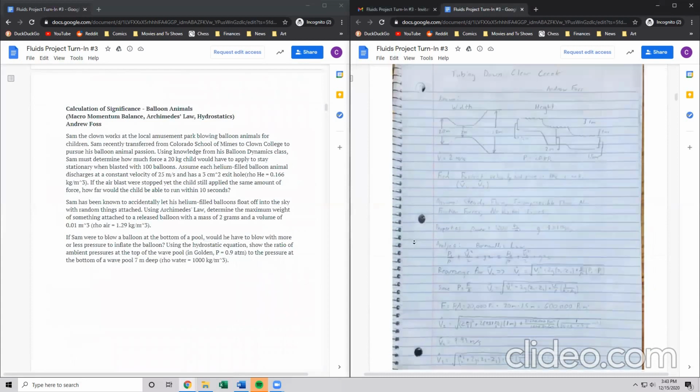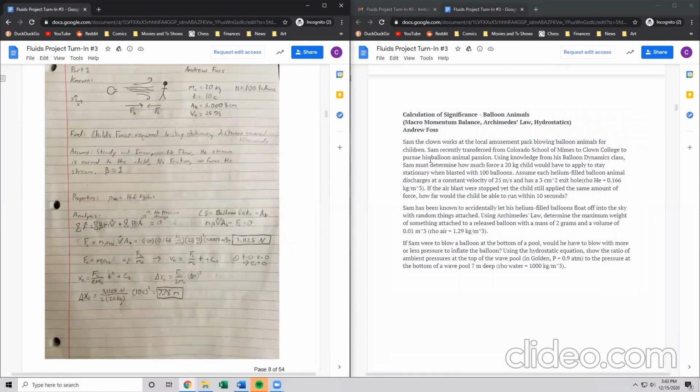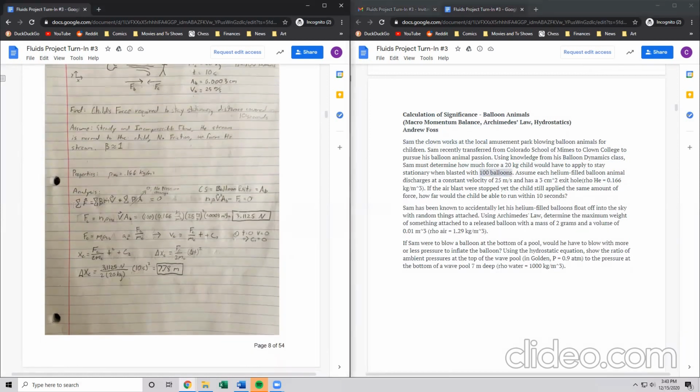Next, we are asked to do the balloon animal problem. There are going to be sections on the momentum balance, the buoyancy, and hydrostatics. First, Andrew wants us to use the momentum balance to find how much force is exerted on a child, because Sam is a clown working at an amusement park or something like that, and he's going to be blasted with 100 balloons. First, we're going to set up a momentum balance here. The assumptions are that the helium flow is steady and incompressible, and this stream is normal to the child. I guess he goes through this a lot.